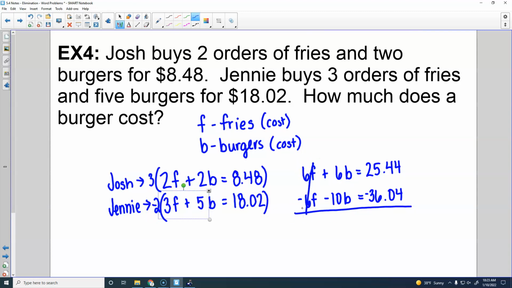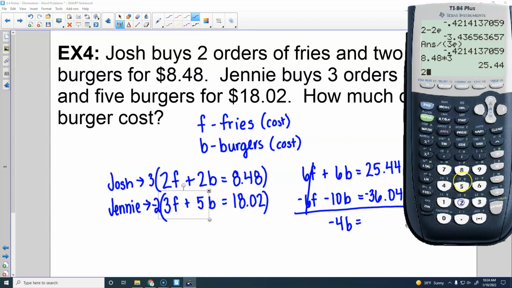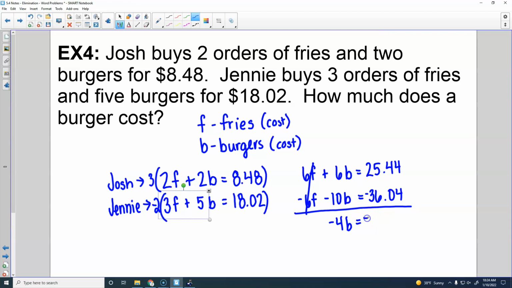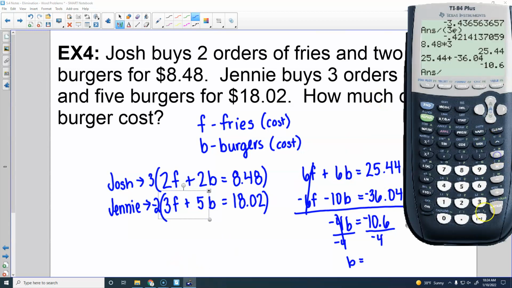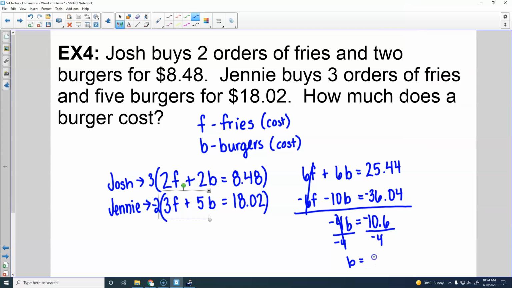Okay, so these are going to cancel. Okay, Passion, what are we going to get whenever we do our 6B plus our negative 10B? Yes, good. Negative 4B. And then we're going to add these two together, which I'm just going to use my calculator for, 25.44 plus negative 36.04. And we're going to get negative 10.6. And then, Passion, what would the last step be for this? Good. We're going to divide by that negative 4. So B is going to equal, let's grab our calculator again, divide by negative 4. We get 2.65. And so $2.65 is our answer for our burger.